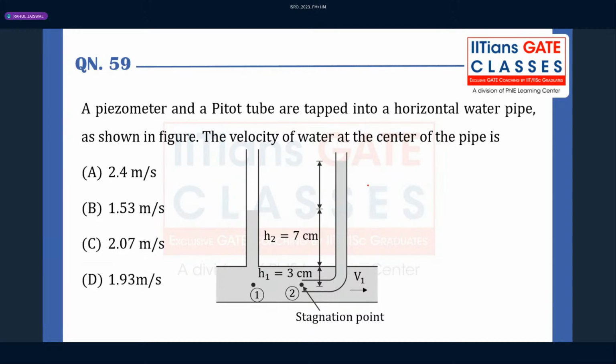A piezometer and a pitot tube are tapped in a horizontal water pipe as shown in the figure. The velocity of the water at the center of the pipe will be how much?